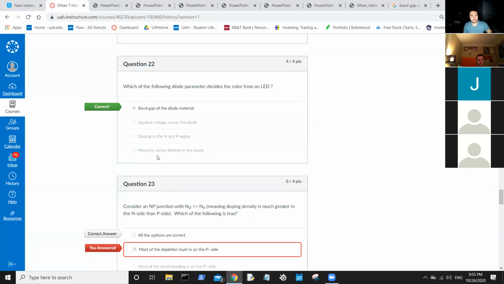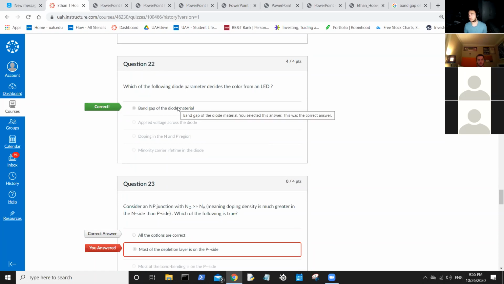So let's look at the answers that weren't correct. Minority carrier lifetime, that doesn't do anything here. The doping in the N and P region, that definitely doesn't have too much of an effect here. The applied voltage across the diode: if that were true, the more voltage you apply to a specific LED would cause the color to change. That's not the case. We can look at the last one, the band gap of the diode material.